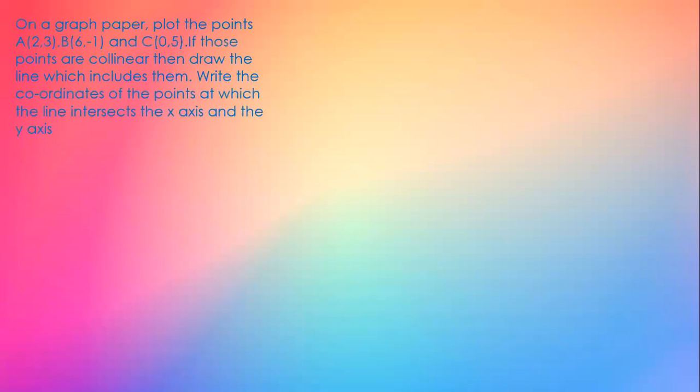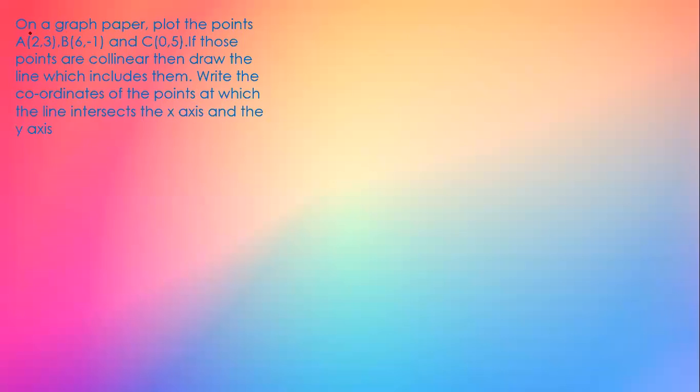Now let us solve one sum from our practice set 7.2. On a graph paper, plot the points A 2, comma 3, B 6, comma minus 1 and C 0, comma 5. So first we need to plot these points on a graph paper, and if those points are collinear, then draw the line which includes them. And write the coordinates of the points at which the line intersects the x-axis and the y-axis.